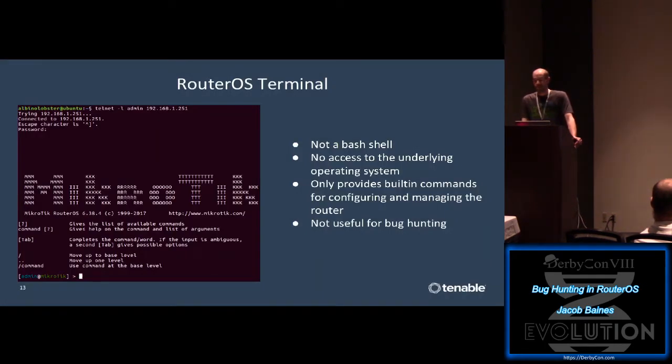Now, unfortunately, the shells offered on the console, Telnet, and SSH are totally useless to us as bug hunters. Those shells only process RouterOS commands. They don't provide any access to Linux or BusyBox shell or the underlying file system. It's almost like they don't want us to have a real shell.